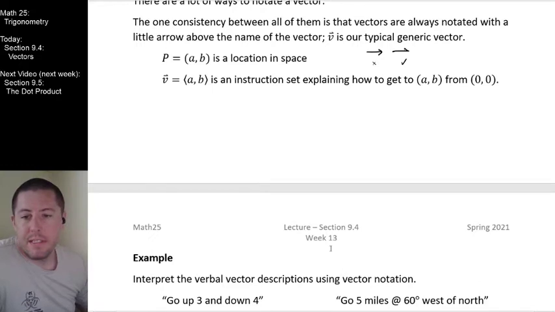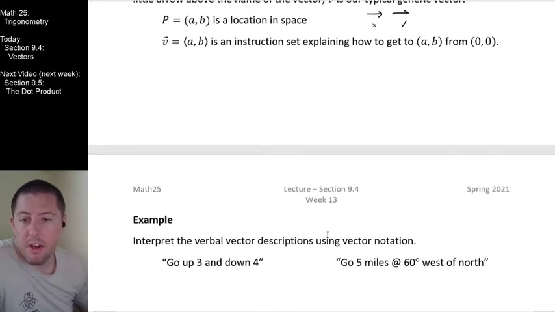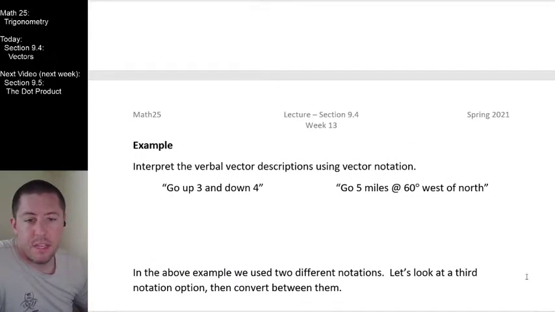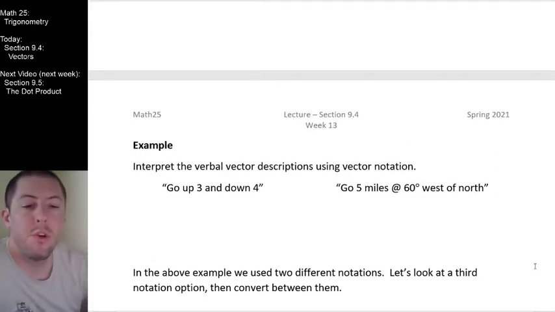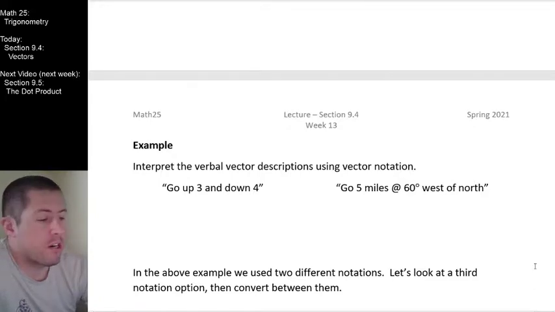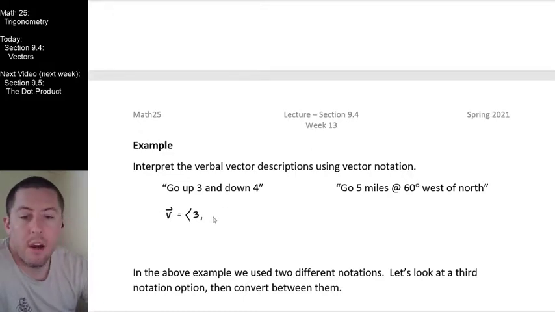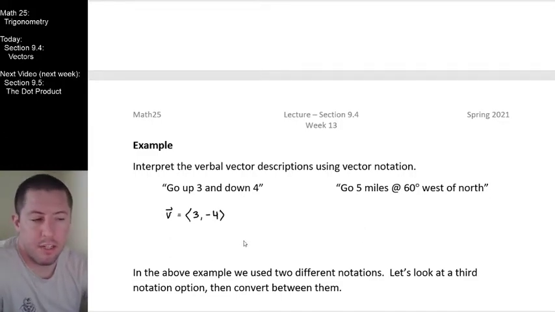So let's look at a couple examples. Let's notate some things. Let's look at converting between the notations here. And all you're going to see is some of the basics of trig that we've seen before. So these two phrases are both describing vectors to me. This first one, go up 3 and down 4, I can write as the vector v saying go 3 units to the right and go 4 units down. Notice that down is what we typically consider to be one of our negative directions, and so I think notating this as <3, -4> is a good vector description right there.